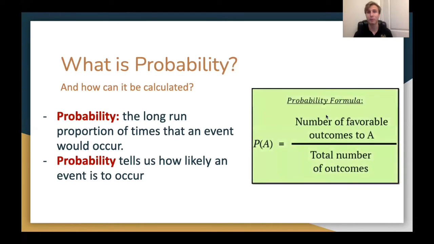And the way we calculate probability is by looking up the formula right over to the right. So, for example, this is calculating the probability of event A. What you do is you count up the number of favorable outcomes to A, and then you divide that by the total number of outcomes to get that probability.